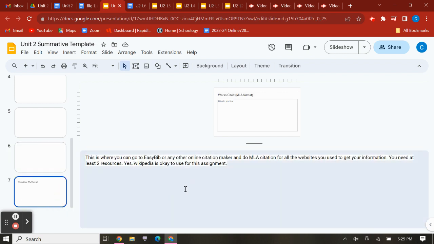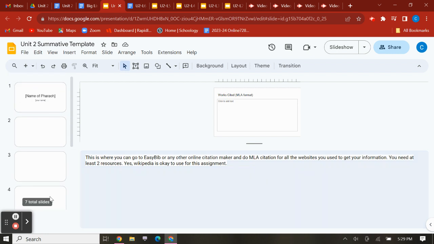And then at the very end, you need the works cited. I'm looking for MLA format. When I do MLA format, I usually use EasyBib as a website. If you have another website that you like to use instead, feel free to use it. Just make sure it's in the MLA format. And if you have any questions about that, just let me know.